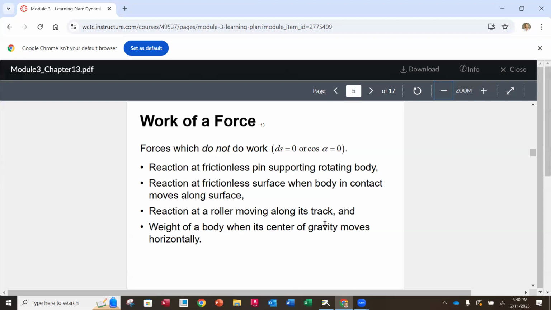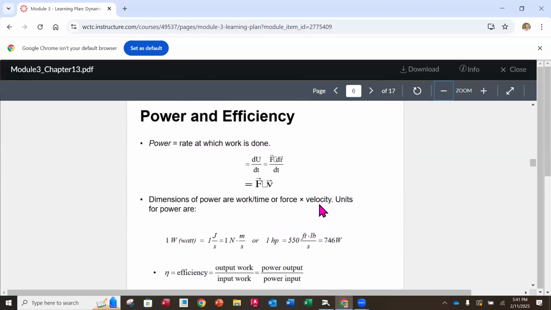So we're always looking for that force and the distance through which it's being applied to be in the same direction. So if I have a horizontal force, I'm looking for a horizontal distance. If I have a vertical force, I'm looking for a vertical distance in order to calculate work.